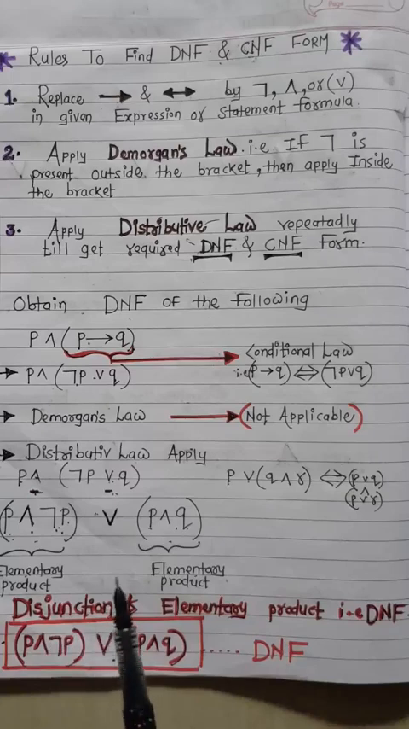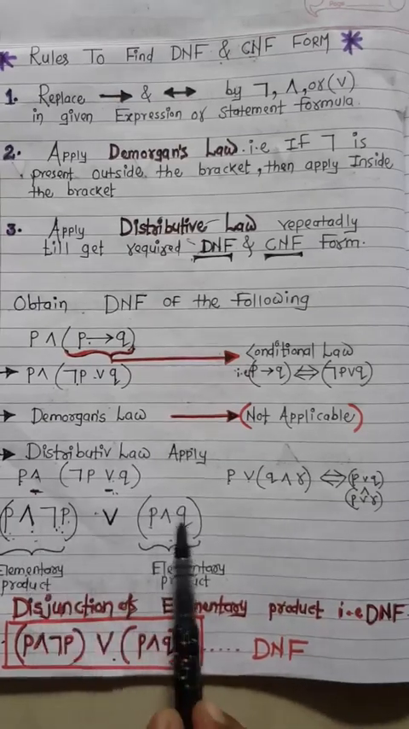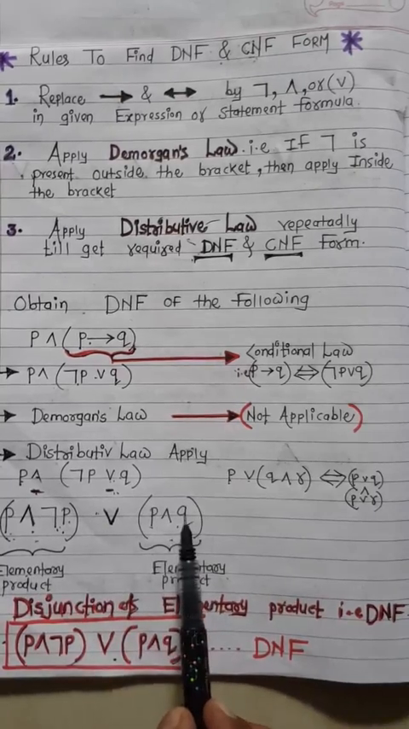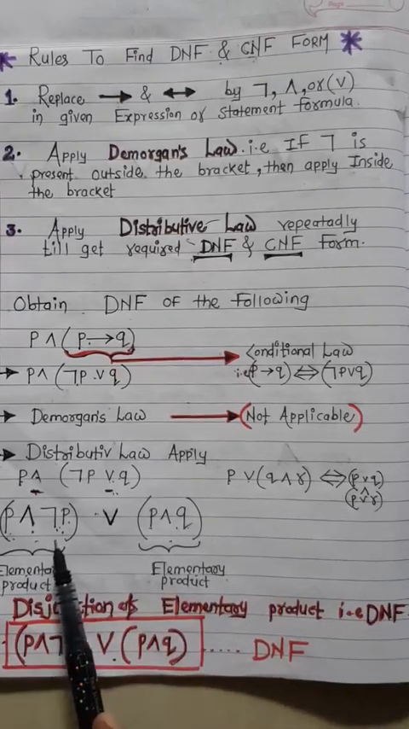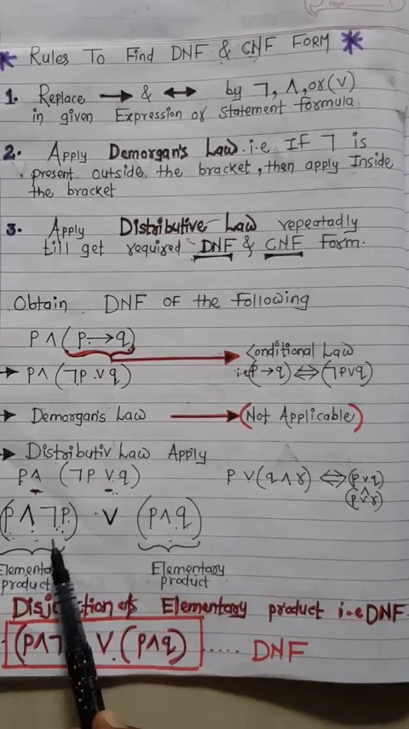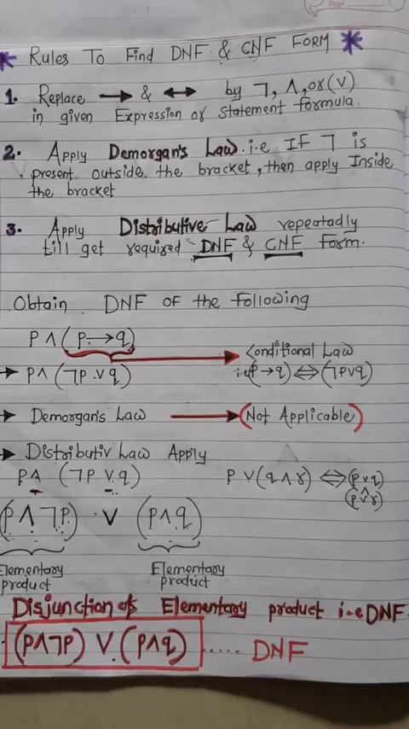I'll say this again: a necessary and sufficient condition for an elementary product to be identically false is that it contains at least one pair of factors in which one is the negation of the other. Getting clear? One is the negation of the other. If I get such a factor in DNF, only then will I say it is my contradiction. Understood by everyone?